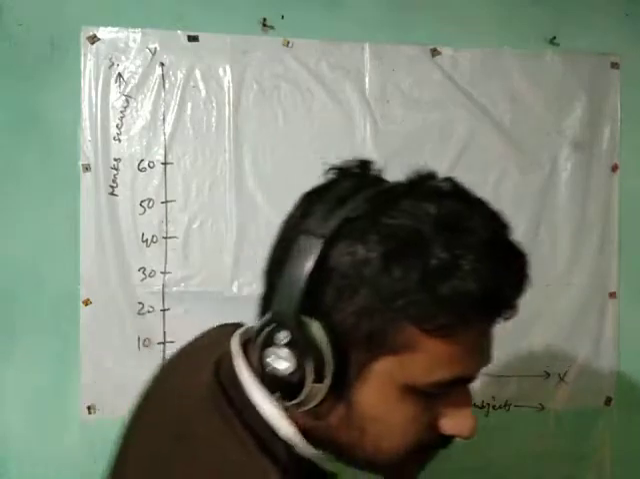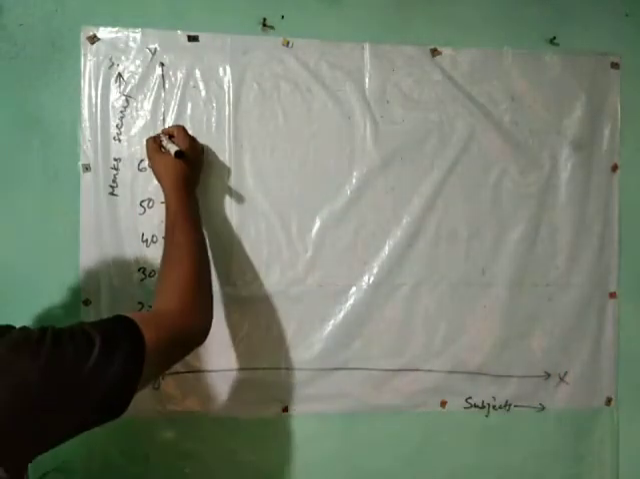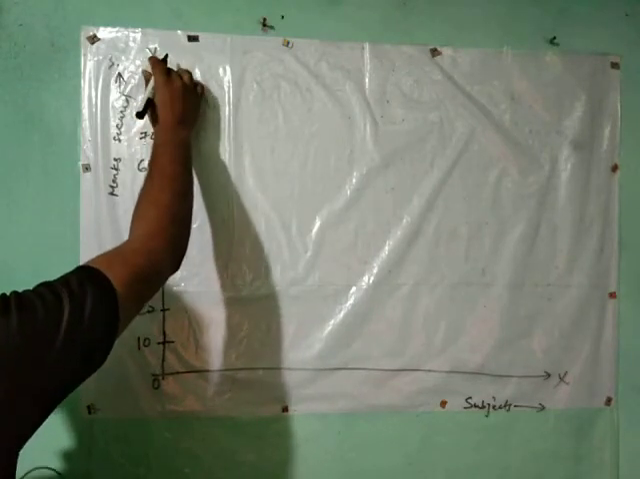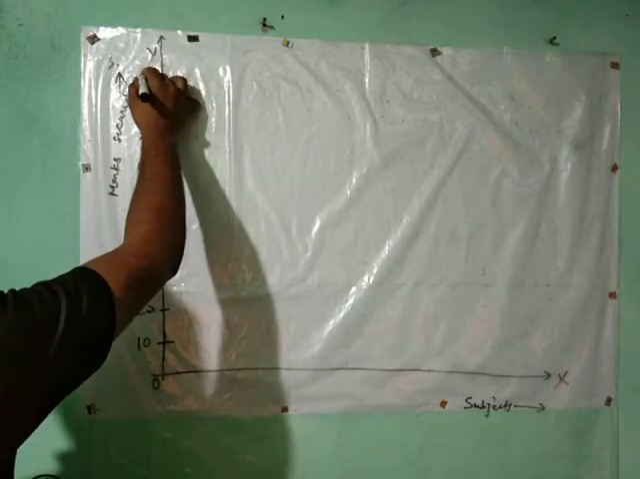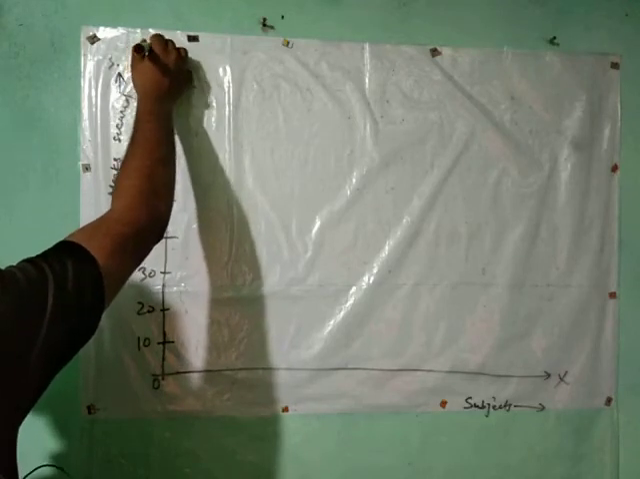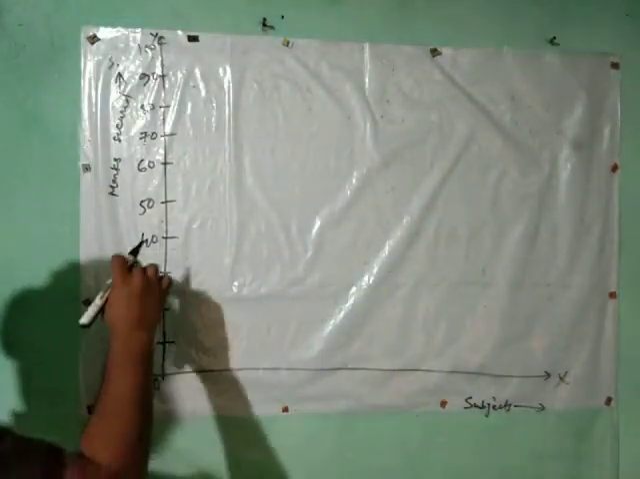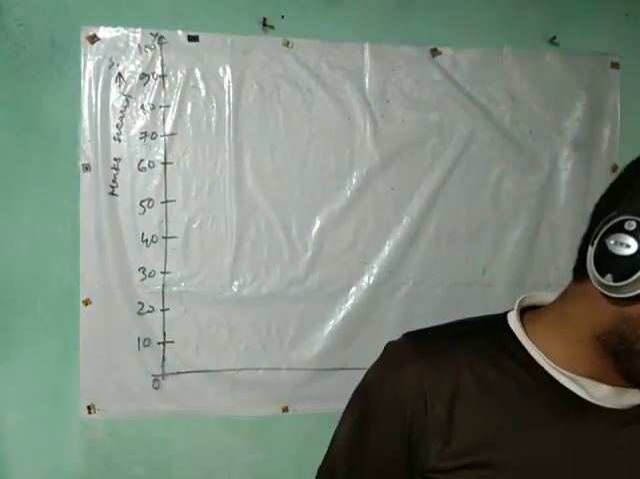You have to go up to 95, right? Okay, 60. 2 centimeters, 70. 2 centimeters, 80. 2 centimeters, 90. Then 2 centimeters, 100. And nobody will get more than 100. Does anyone get more? No one gets more. So now what you have to do is represent the data on this bar diagram.